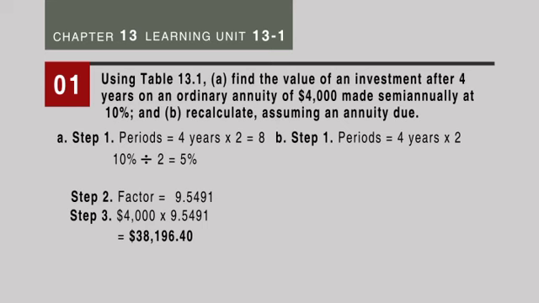In B, though, if we did annuity due, what you do here is you add 1 period to the table and subtract 1 payment. And so here it's 4 years times 2 is 8 periods, plus 1 more would be 9. It's still 10% divided by semi, which is 5%.